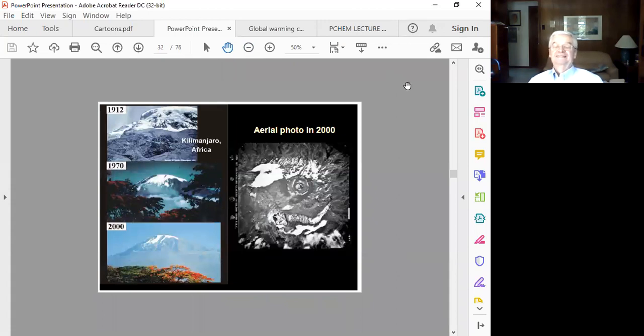Kilimanjaro, Africa. In the 1950s, when I was growing up, there used to be lots and lots of movies made in Africa, Tarzan, and people going on safaris and things like that. One of the highlights of the movies was you could always see a picture of Mount Kilimanjaro in the middle of hot Africa, and it would have this beautiful snow cover on it. You can see what's been happening there. Here's the aerial photo of 2000, and you can see it's just patches of snow or glacier as you look at it.